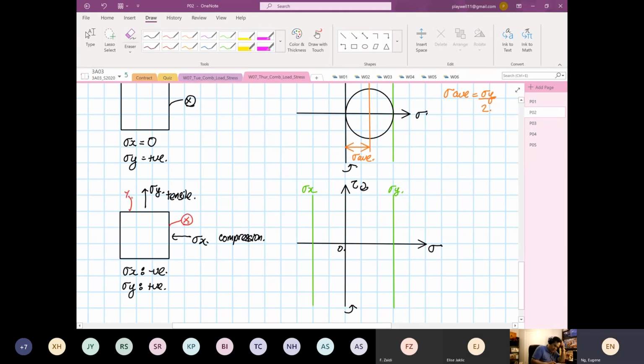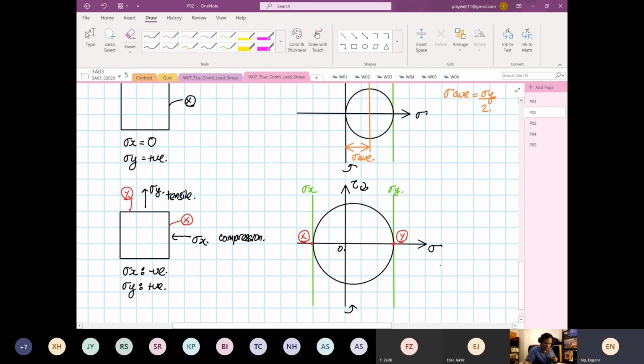This is your point Y because you have 0 shearing stress. So over here will be your Y and over here will be your X. So from here, you can construct your Mohr circle. And your Mohr circle is bigger now, right?